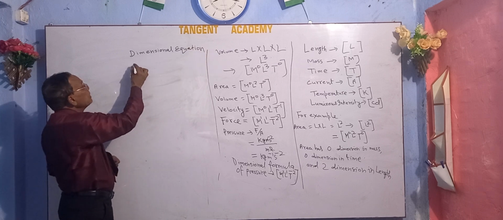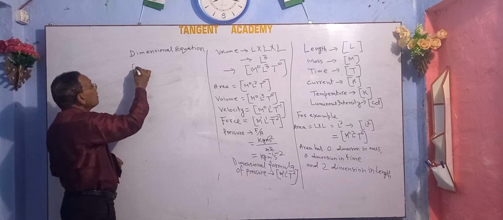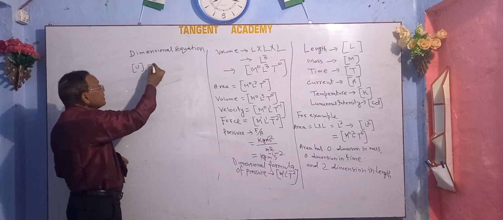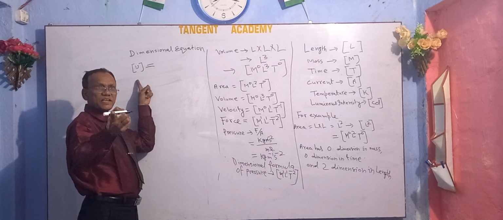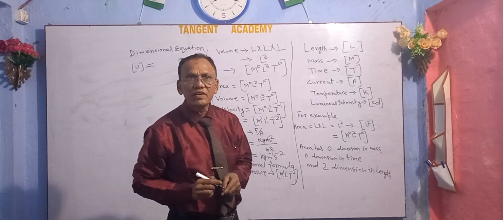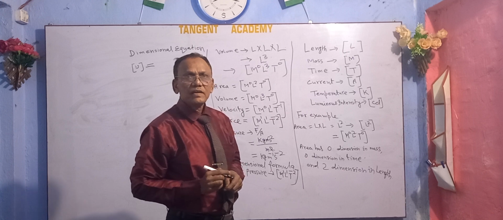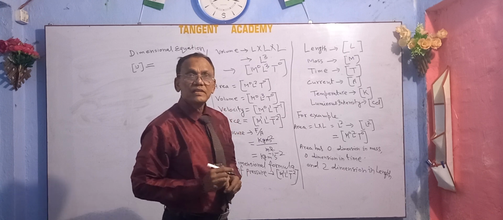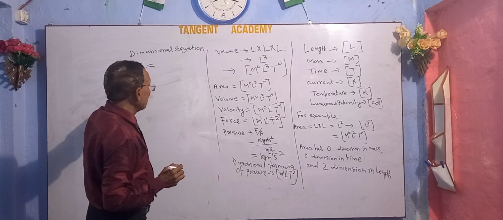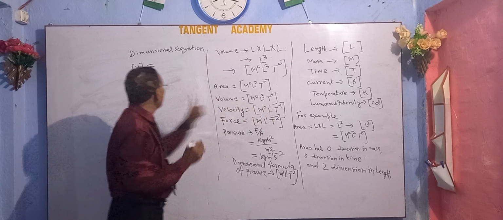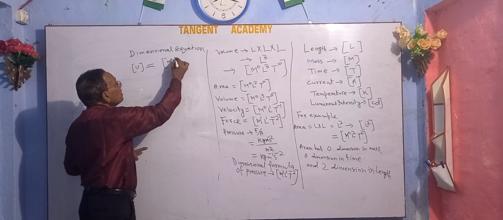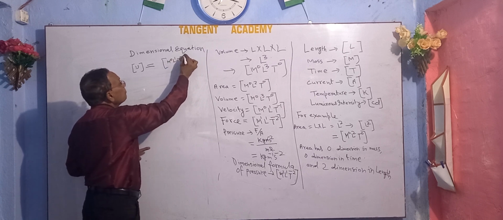For the velocity, capital bracketed, while equating to its dimensional formula, as I have explained earlier, it will be an equation. So velocity, as I have seen earlier, is M0 L1 T minus 1.